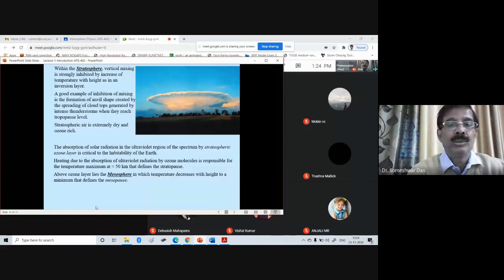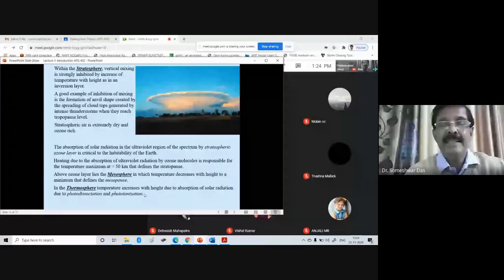Above that, as you have seen in the diagram earlier, you have the mesosphere, in which the temperature decreases with height, like the troposphere, to a minimum that defines the mesopause. And in the thermosphere, temperature increases with height due to absorption of solar radiation, due to photodissociation and photoionization. So mesosphere is like the troposphere in terms of the rate of change of temperature with height, and thermosphere is like the ozonosphere.